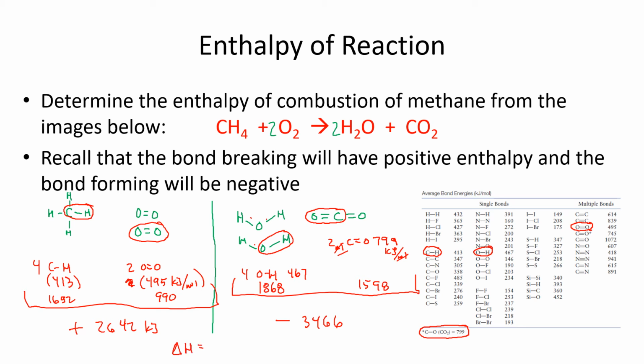for this, is the difference between the two. So if you subtract 3466 from 2642, you end up with negative 824 kilojoules. And that would be the enthalpy of this reaction. Great.